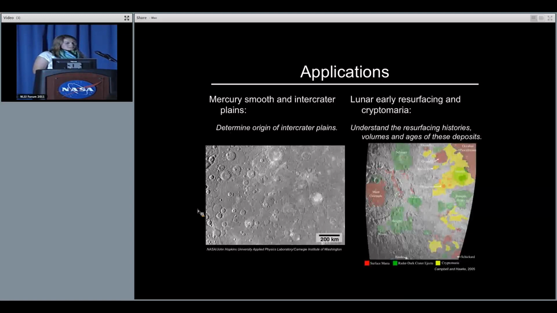And so some more specific applications that we'd like to investigate a little bit further include looking at Mercury's smooth intercrater plains, and possibly determining the origins of these intercrater plains, as well as trying to apply this to early resurfacing on the Moon and looking at cryptomare and seeing if we can begin to understand resurfacing histories, volumes, and maybe even relative ages of deposits.